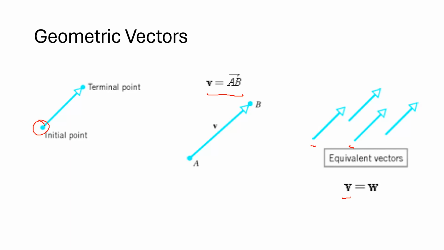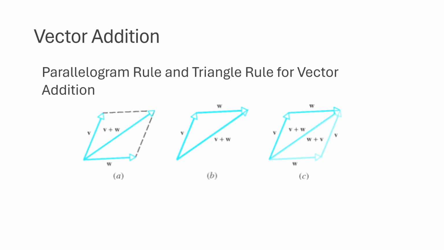Okay. So the vector whose initial and terminal points coincide has length 0. We call this the zero vector and denote it by 0. The zero vector has no natural direction, so we will agree that it can be assigned any direction that is convenient for the problem at hand. Okay, so let's have the vector addition.